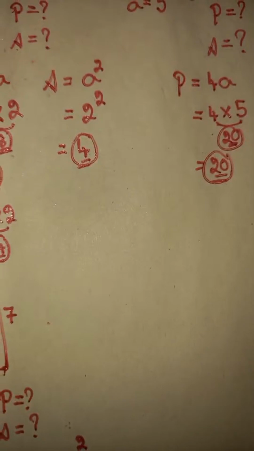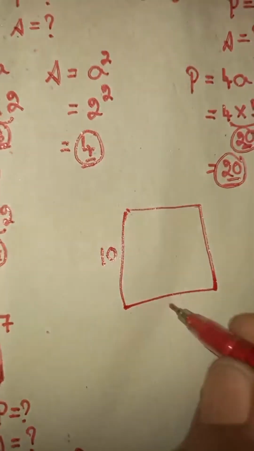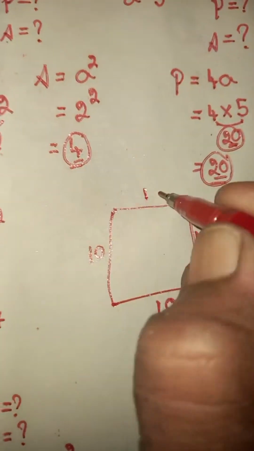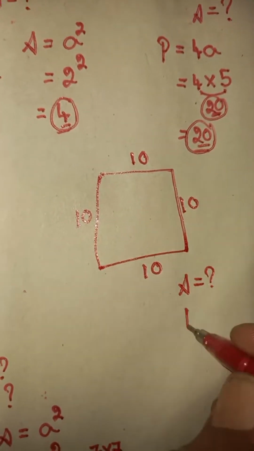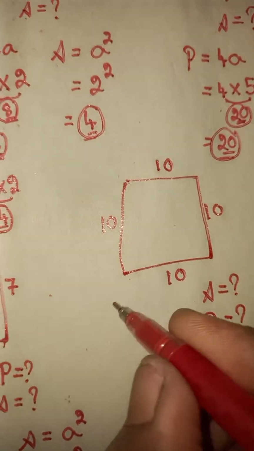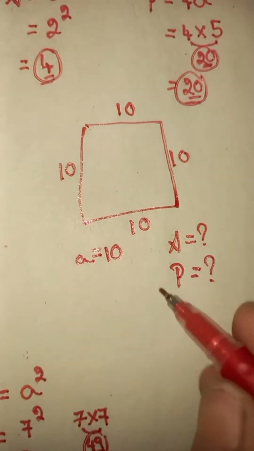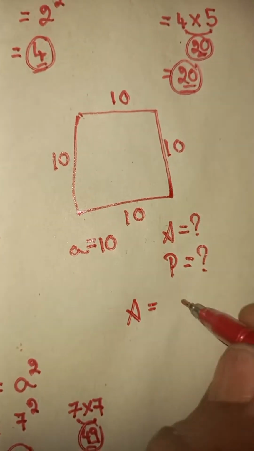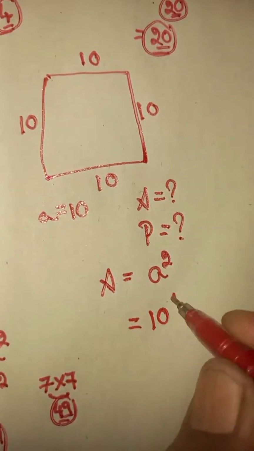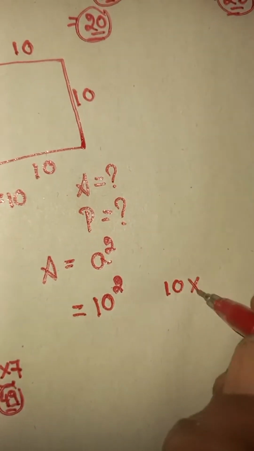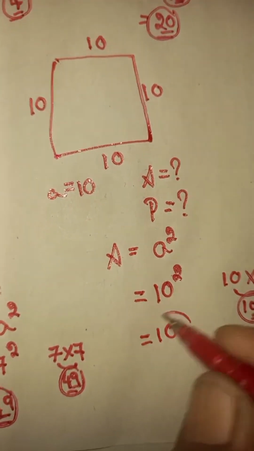Let's take the final square. In this square, all sides are 10 units. You need to find the area and the perimeter of the square. The side length is 10 units. The area of the square is the side length squared. So this becomes 10 squared, that is 10 times 10, which becomes 100. So this is 100 square units.